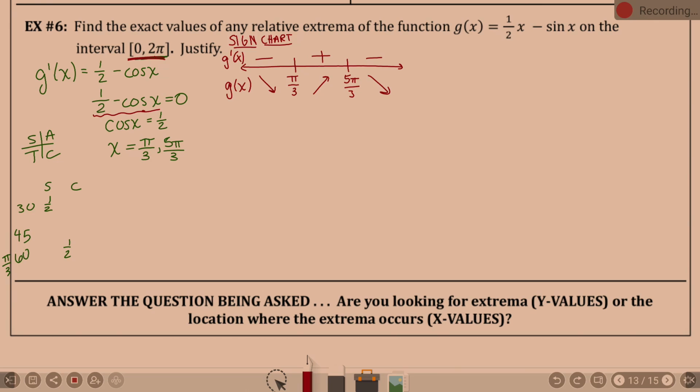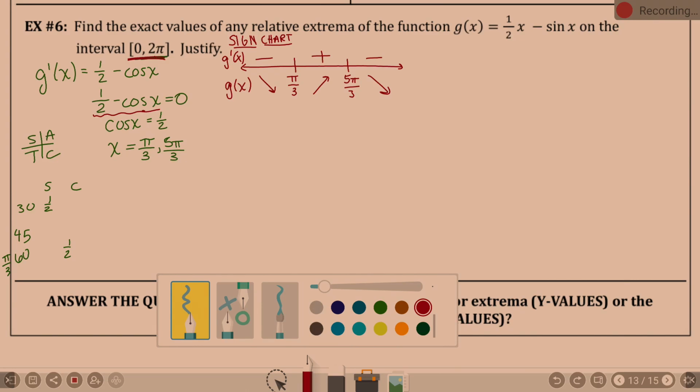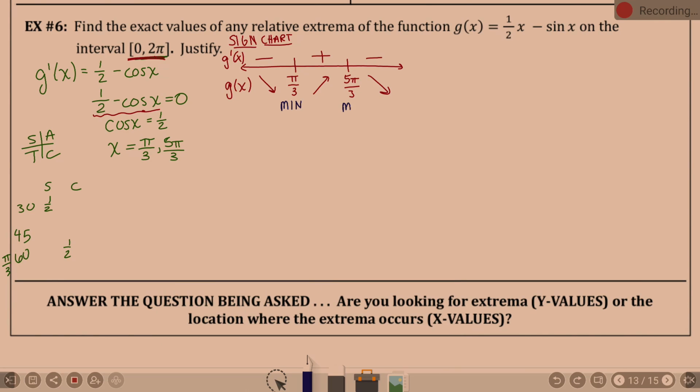Now, here's the catch. Well, okay. What's mins and maxes? Pi over 3 is a relative min, and 5 pi over 3 is a relative max. Are we okay with that? Now, here's the deal before we write it out. Find the exact values. Exact means, do we get to plug it in the calculator? No.